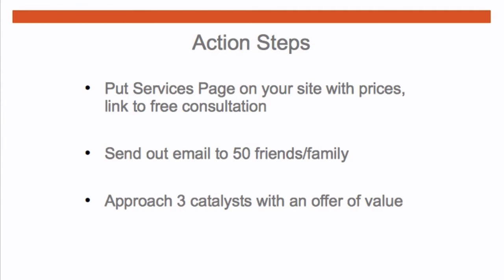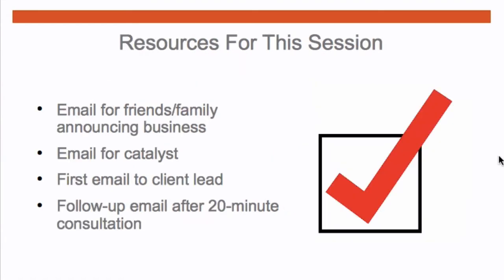And thirdly, approach 3 catalysts with an offer of value. You might get shut down once or twice. That's why I recommended searching for 3 or 4 catalysts who meet your criteria of being a good catalyst. So go out there, think of an offer of value following the template that I gave you, and give it to them. These are the resources for the session, just to go over it one more time.